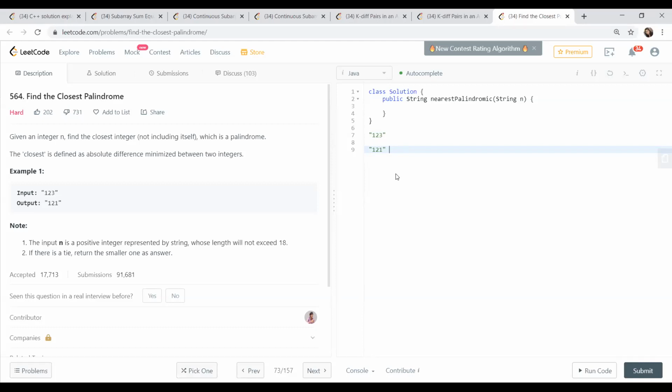Anyone tried? I tried this question, yes. I didn't code it, but I had an approach. We don't have any approach yet, so it would be very helpful if you can share your approach. Yeah, I could make it clear if I share my screen. Sure.